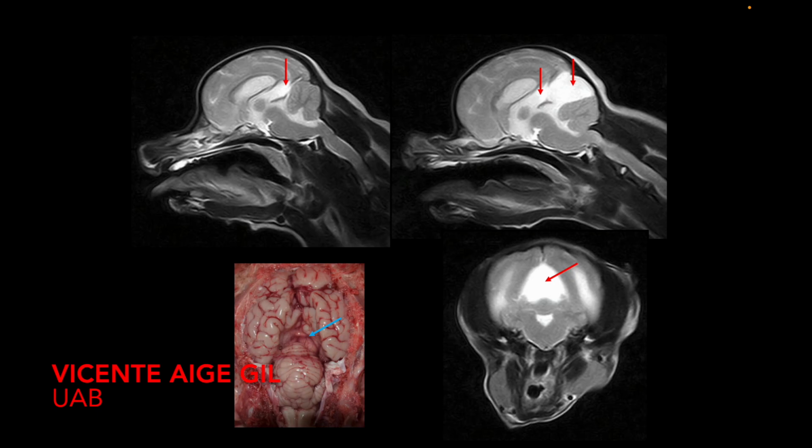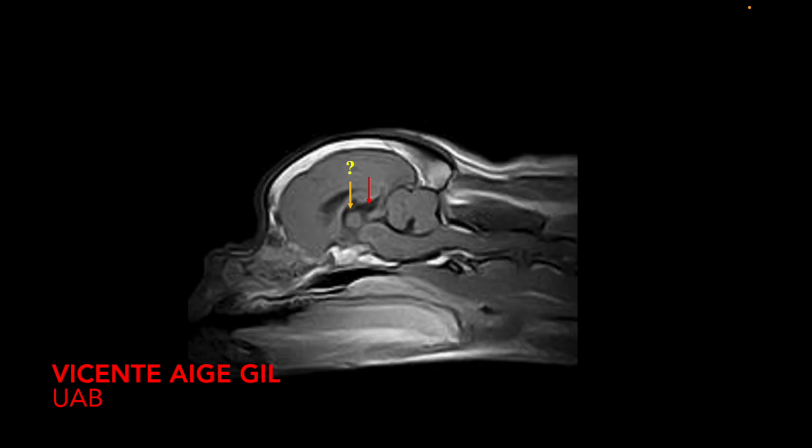The left bottom image corresponds to a necropsy of a sheep that presented a cyst damaging the rostral cerebellar lobe. In this video, we are going to analyze through a series of dissections the areas marked with red and orange arrows on the image.